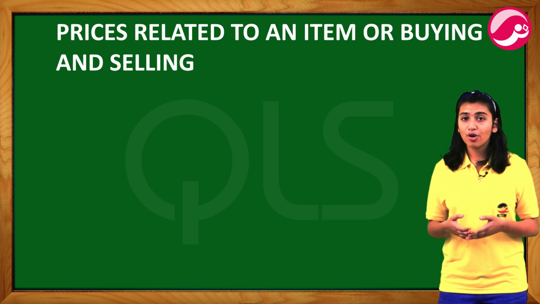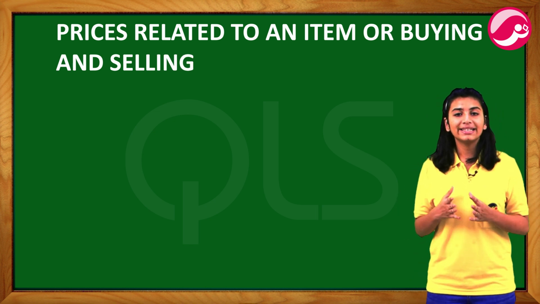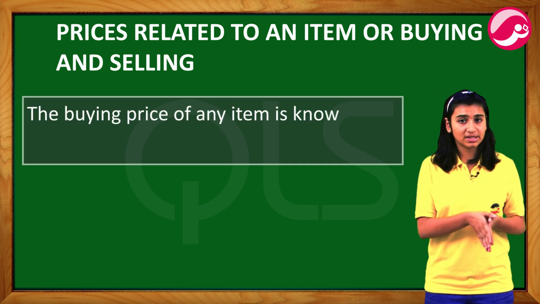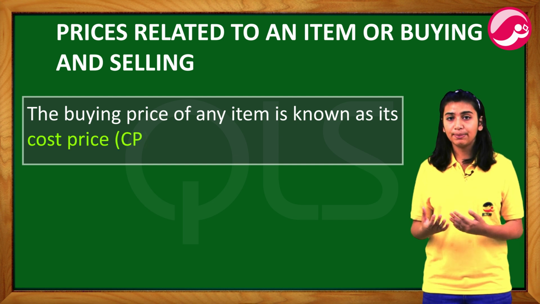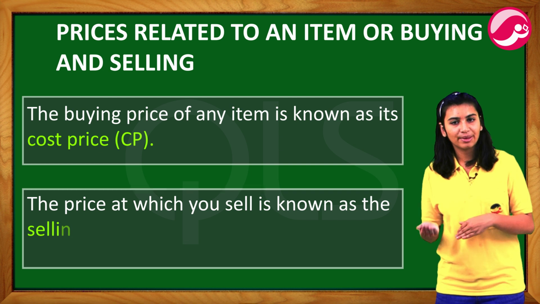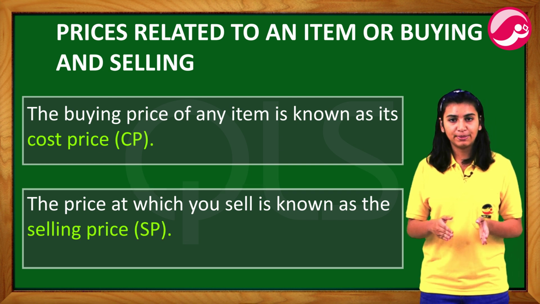Prices related to an item, or buying and selling. Now this is the next topic and a really important one. Buying and selling. The buying price of an item is known as its cost price. It is written as CP. The price at which you sell an item is known as selling price, or in short SP.